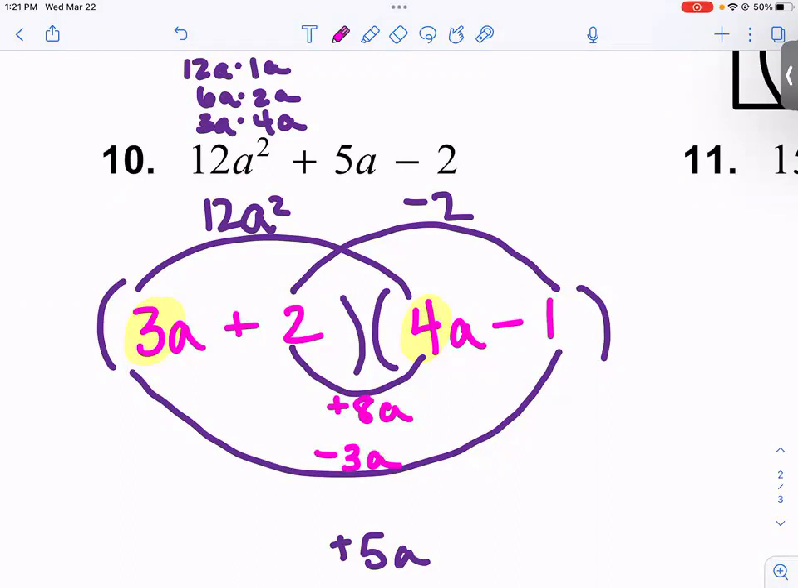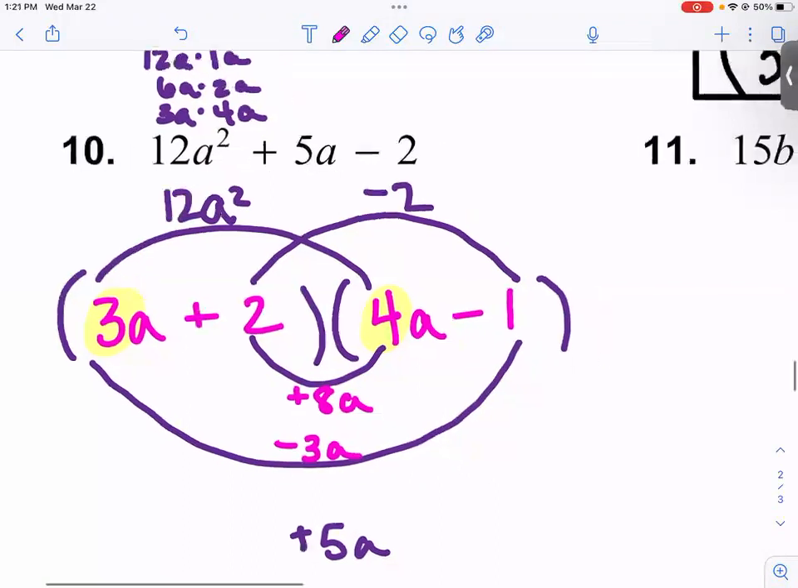Yes. That is the exact same thing. Thank you for asking. She has 4a minus 1 first and 3a plus 2 second. Means the same thing. Multiplication is commutative, which means we can change the order and it's fine.